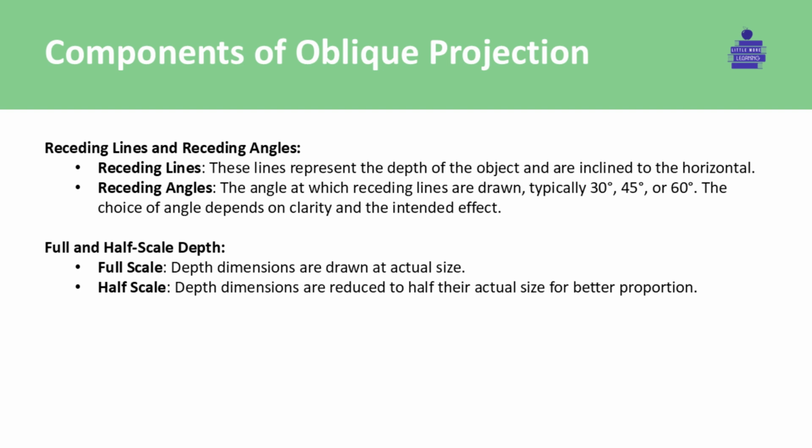Full scale means we show the actual depth, like measuring the box exactly as it is. Half scale, where we draw the depth at 50% of its true length, often creates a more natural-looking drawing. It's similar to how artists might slightly compress depth in their paintings to make them look more realistic to our eyes. Think of it as a compromise between mathematical accuracy and visual appeal.